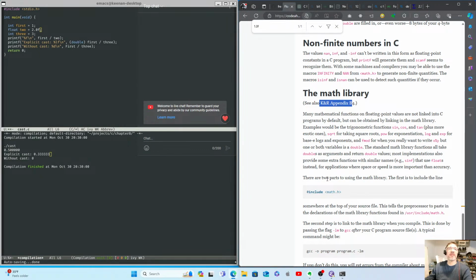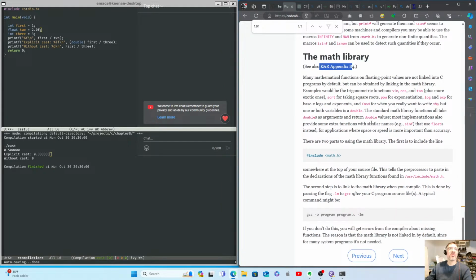The standard math library functions all take doubles as arguments and return double values. Most implementations also provide some extra functions with similar names, for example sinf, that use floats instead, for applications where space or speed is more important than accuracy. There are 2 parts to using the math library.